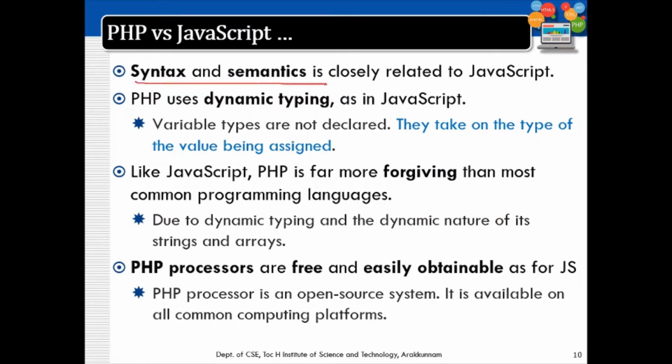Syntax and semantics of both are very closely related, only that PHP variable names must start with a dollar symbol. PHP uses dynamic typing. As in JavaScript, the data types will be assigned to the variables at runtime only. They take the type of the value being assigned to the variables. And both are much more forgiving than the normal programming languages like C or C++. And PHP processors are free and easily obtainable, similar to JavaScript processors. It is open source also.